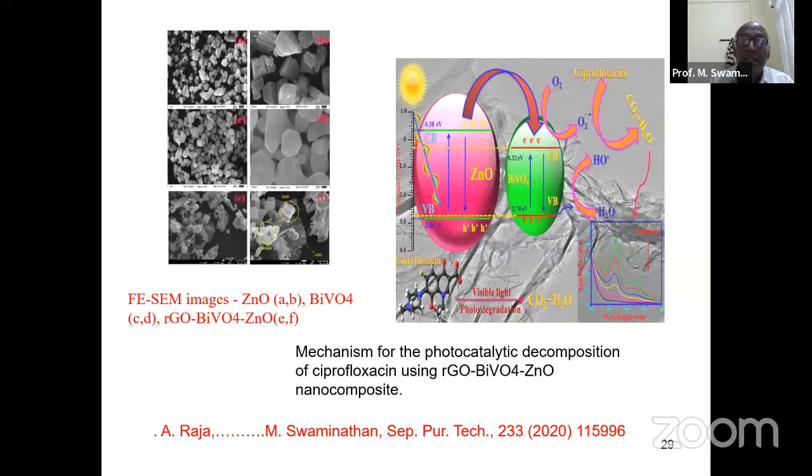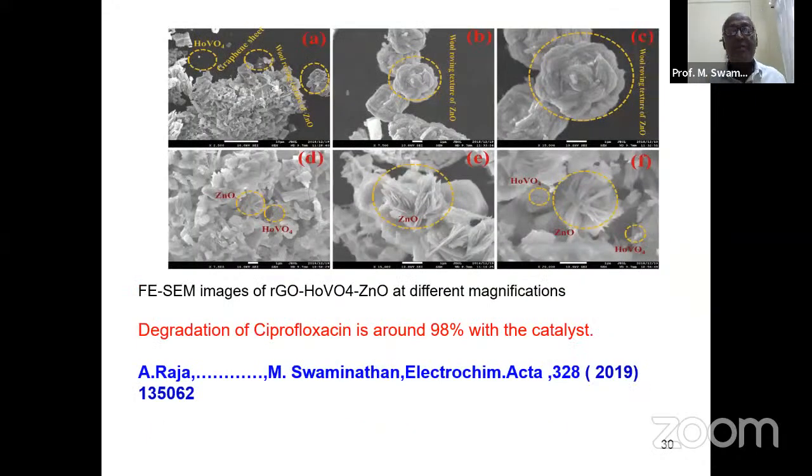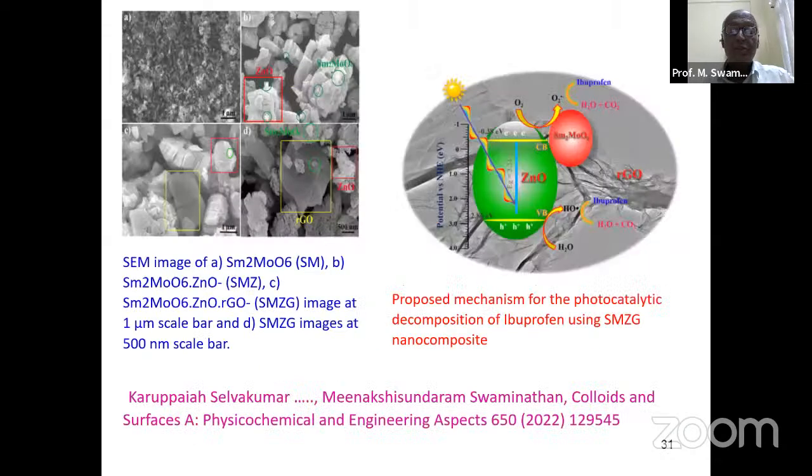This is lanthanum vanadate RGO zinc oxide at different magnifications. In the images you can see a good morphology, and this is used for the degradation of ciprofloxacin, and it is about 98% with the catalyst. And another nano composite that we have prepared is samarium molybdate zinc oxide and RGO, and you can see the morphology and also the mechanism of this.